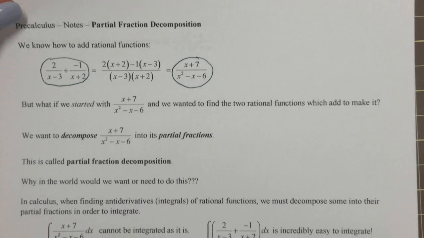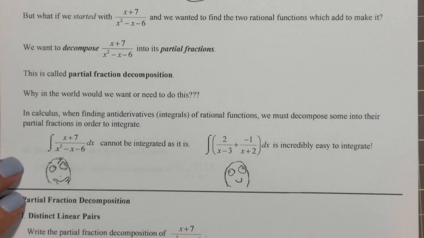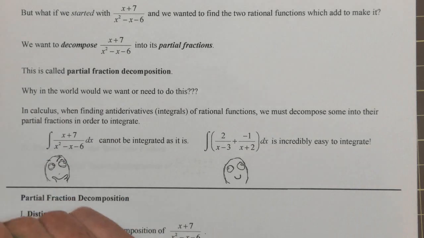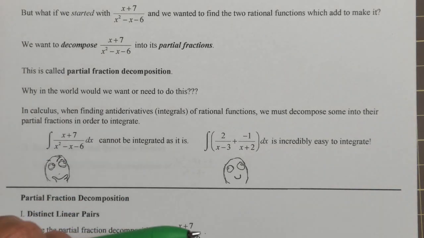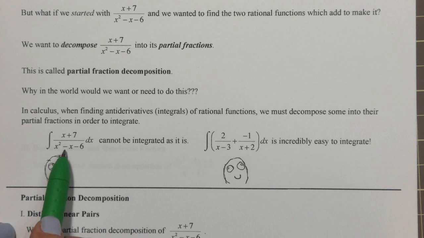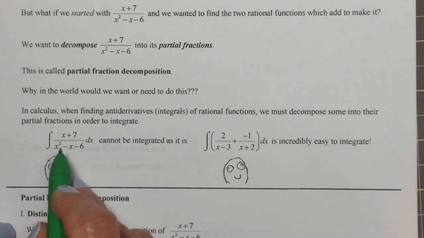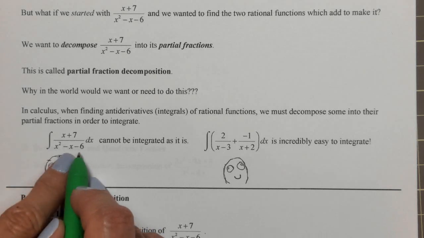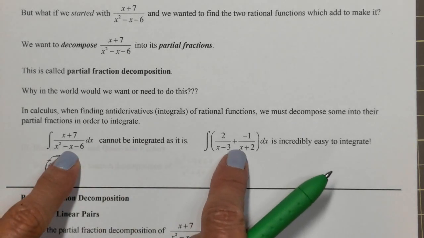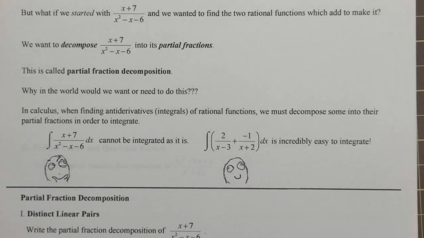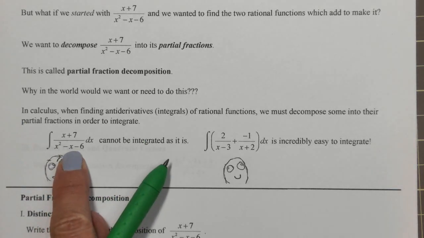Why in the world would we want to do this? Well, because in calculus, when we're finding antiderivatives or integrals of rational functions, we must decompose some of these rational functions. If the denominator can be factored, we need to do this process. We need to decompose this function into its partial fractions so that we can integrate. This cannot be integrated as it is.